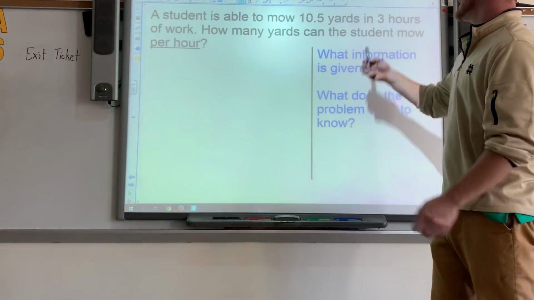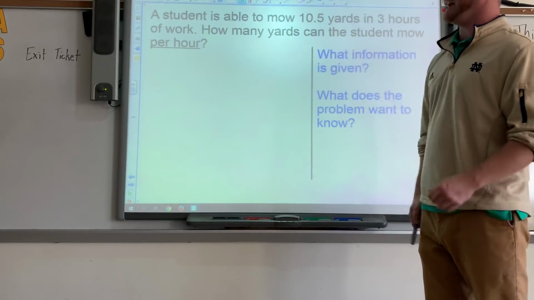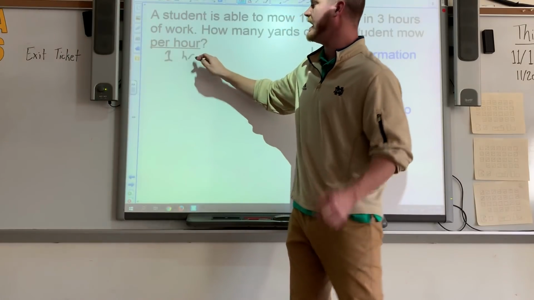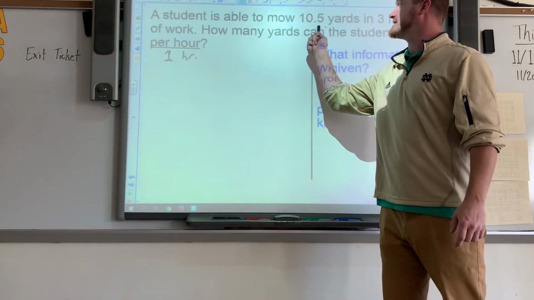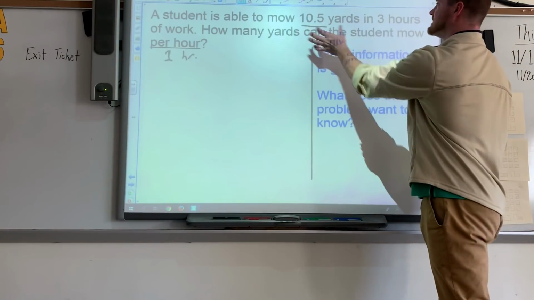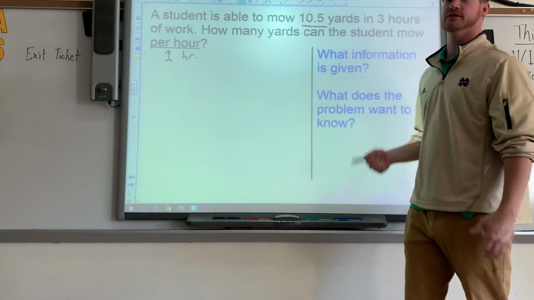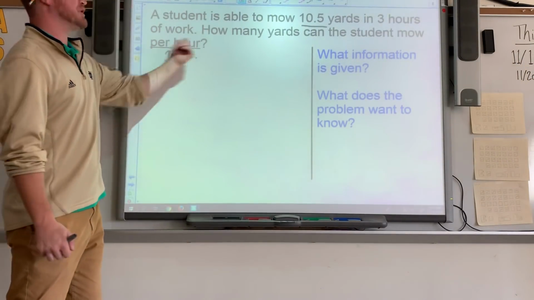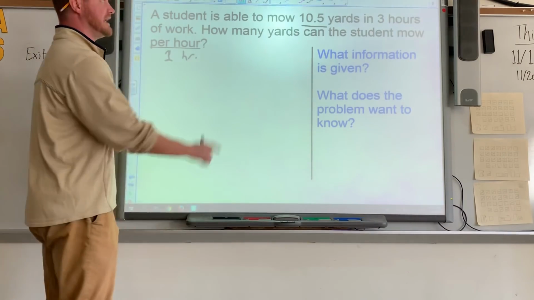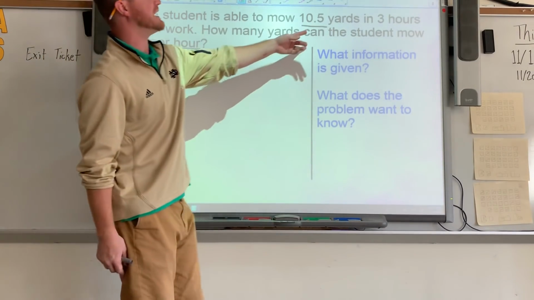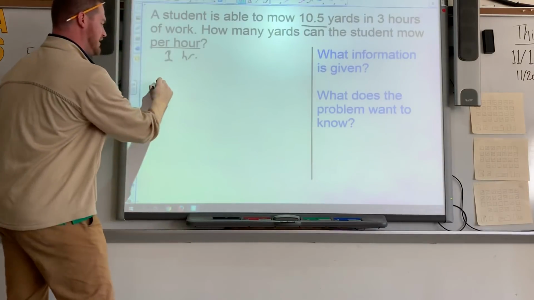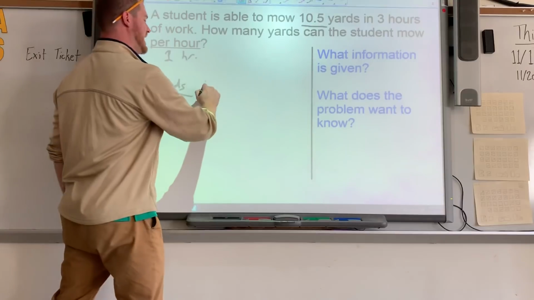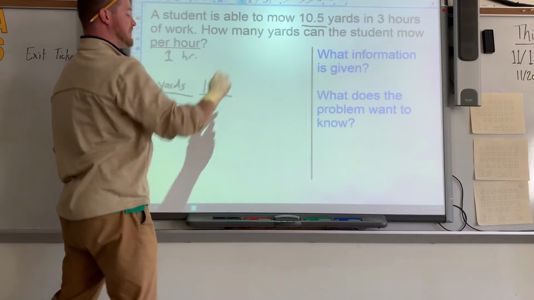So when I look at this, in 3 hours, he's mowing 10.5. So if I'm looking for per 1 hour, I know that my answer's gotta be less than 10.5. If he can mow this in 3 hours, in 1 hour, it's literally gonna be 3 times less than 10.5. Now setting this up, it's per hour, so it's gonna be something divided by hours in the end. The other thing we're comparing it is lawns, or in this case, yards. So I'll have yards over hours. Plug it in, our rate is 10.5 over 3.